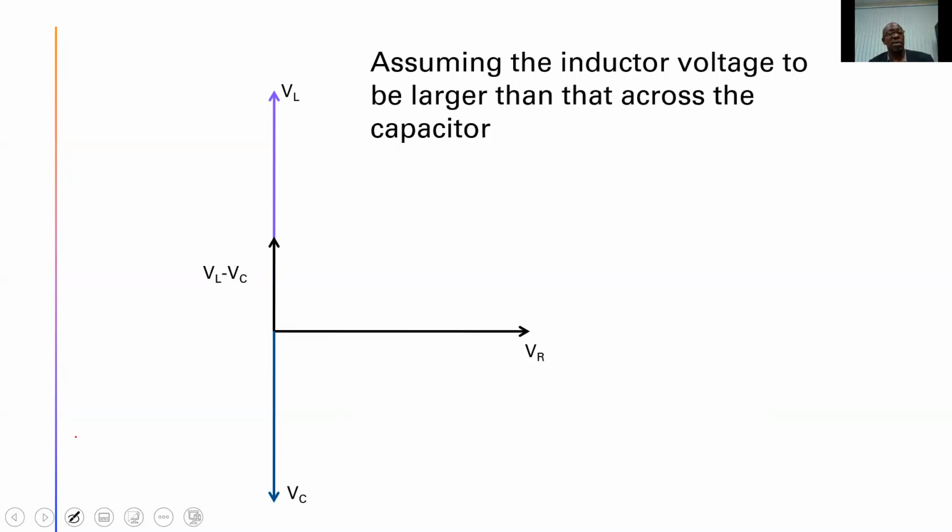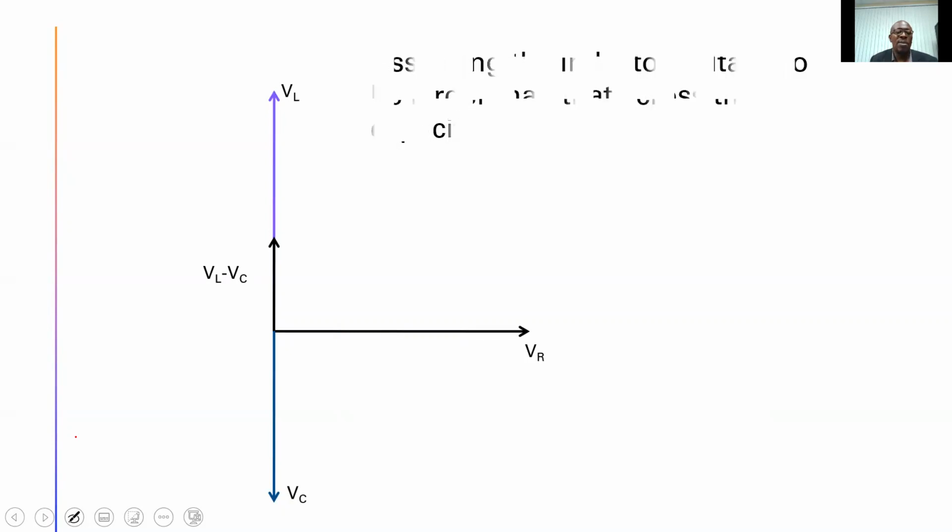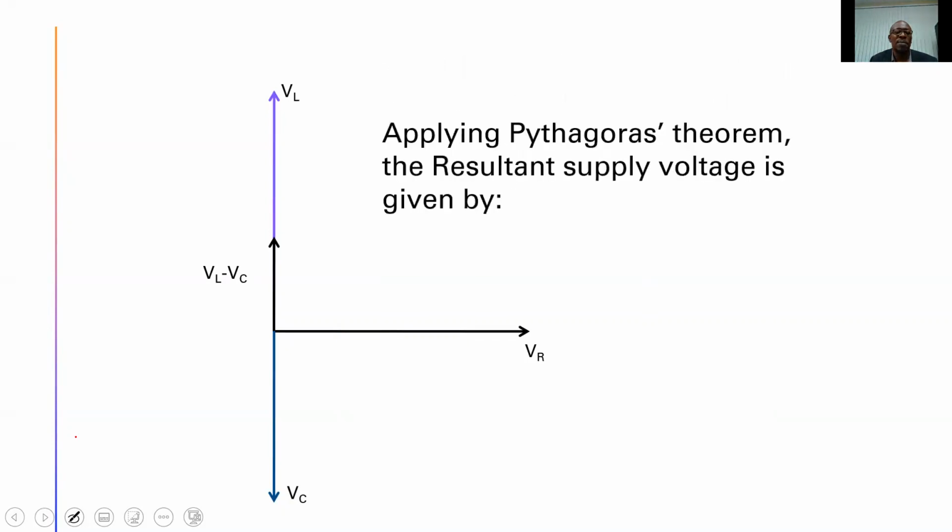But I'm trying to find the resultant of all three. As we said before, the supply voltage is the sum of the voltages across the resistor, the capacitor, and the inductor. So I now find the resultant of all three. And there we go. And so Vs would now be that resultant.